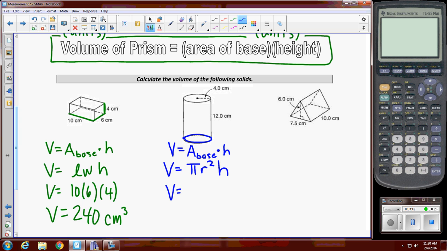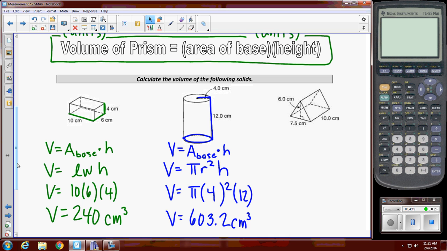So then the volume is pi. Looking at our diagram, we do have a radius described to us of 4. So pi times 4 squared, and then times the height of the whole cylinder, which is 12. Putting that into our calculator and thinking about brackets and exponents, we get 603.2 cubic centimeters. So again, if we were to fill this with little cubic centimeters, we'd have 603.2 of them.